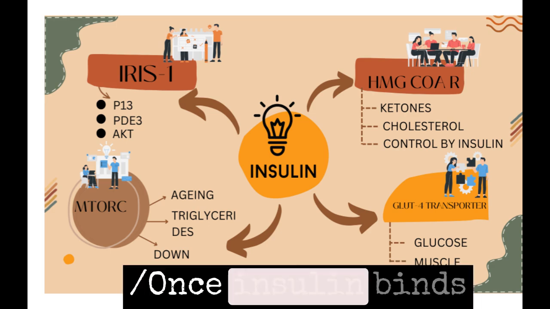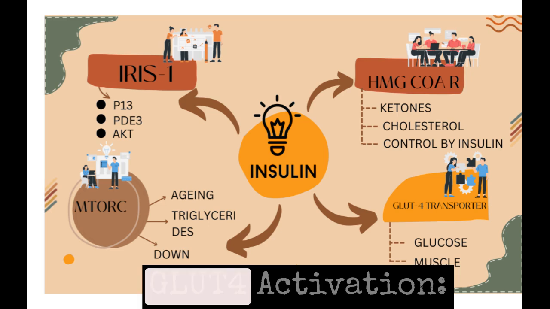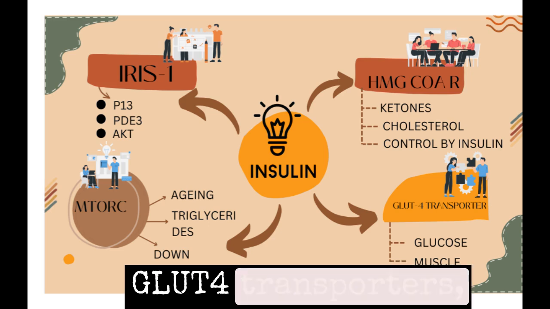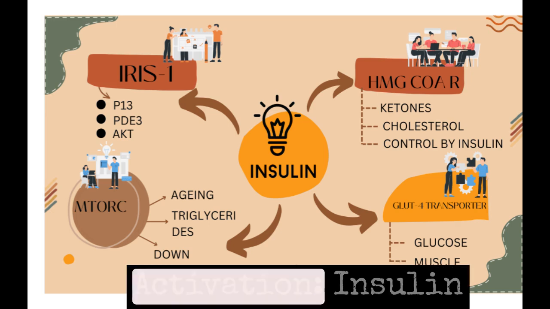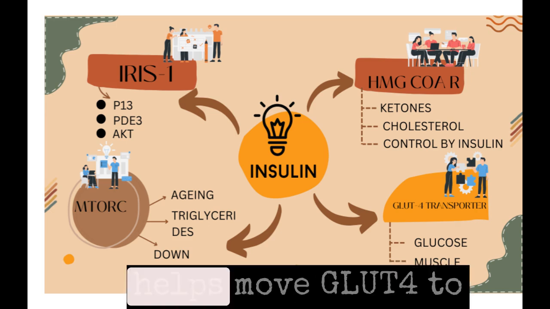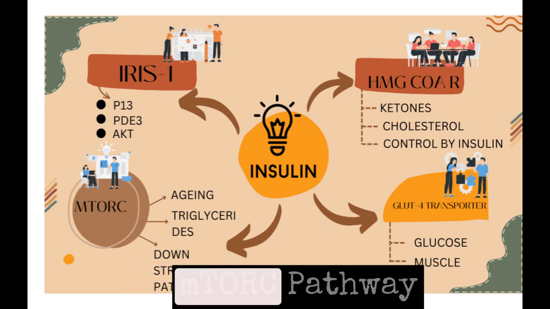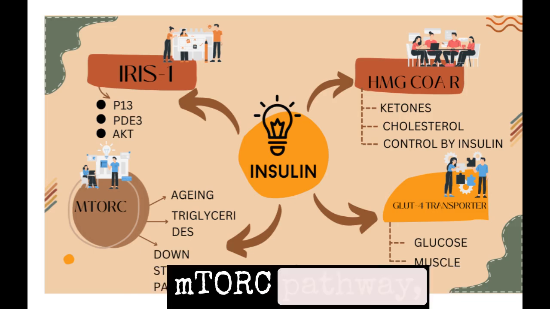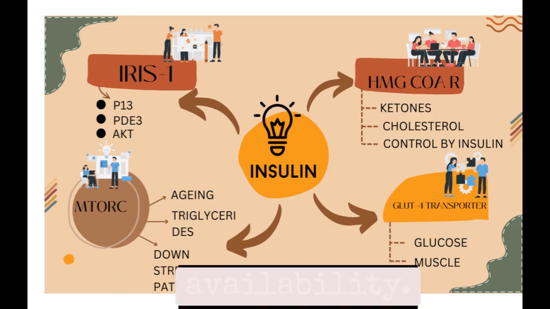Once insulin binds to its receptor, it initiates several processes. GLUT4 activation: insulin activates GLUT4 transporters, allowing cells to take up glucose from the bloodstream. PI3K pathway activation: insulin activates the PI3K pathway, which helps move GLUT4 to the cell membrane for glucose uptake. mTOR pathway activation: insulin also activates the mTOR pathway, which regulates cell growth and metabolism in response to nutrient availability.